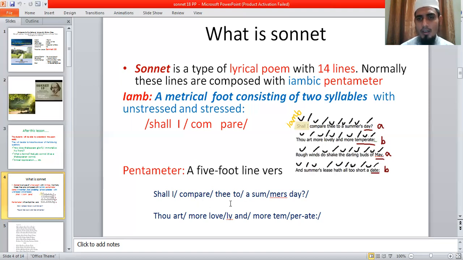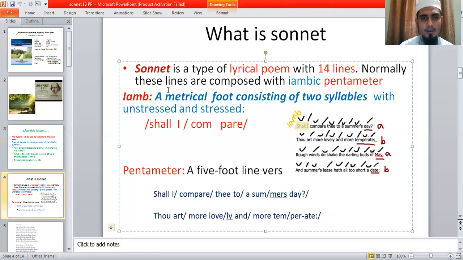So you know that William Shakespeare, in most of his sonnets, writes in this way using iambic pentameter. So what is the most important feature of a sonnet? This is the feature of a sonnet: the most important characteristic of a sonnet is that it must be within 14 lines. It is mainly written in iambic pentameter lines, and it has a lyrical quality.